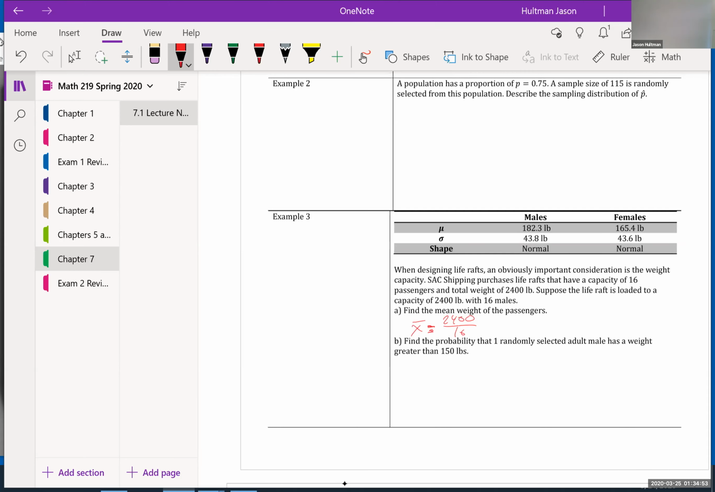Okay, so what does this end up being? 2,400 divided by 16. It's 150. Okay.